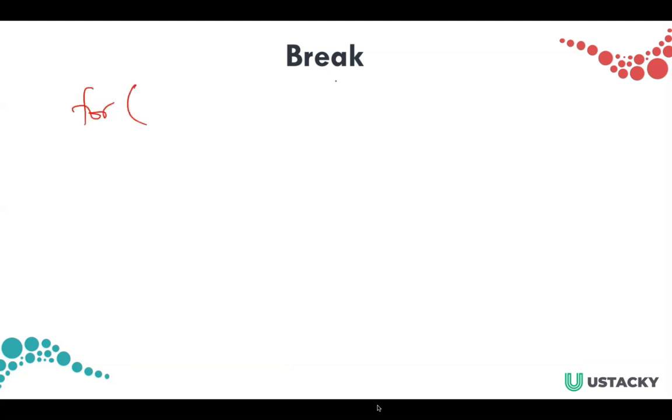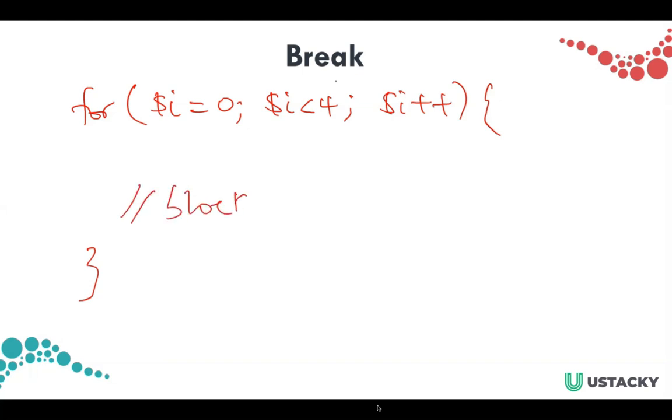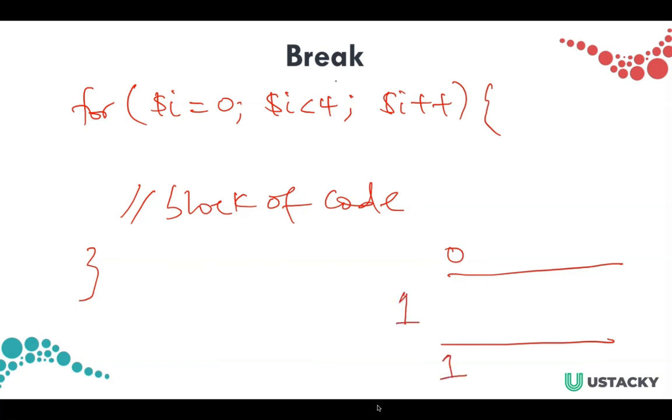We have a loop that is meant to run 4 times, that is $i equals 0, $i is less than 4, and $i plus plus. This is a block of code. If you are required to break this loop after making 2 loops, you remember that graphically, this is the starting point, which is 0, this is 1, and this is the increment. $i here is 0. It makes a loop here. $i is now 1. After completing here, it is 2. If you are only required to make the loop run twice instead of 4 times, it means when $i is 2, you can break the loop.